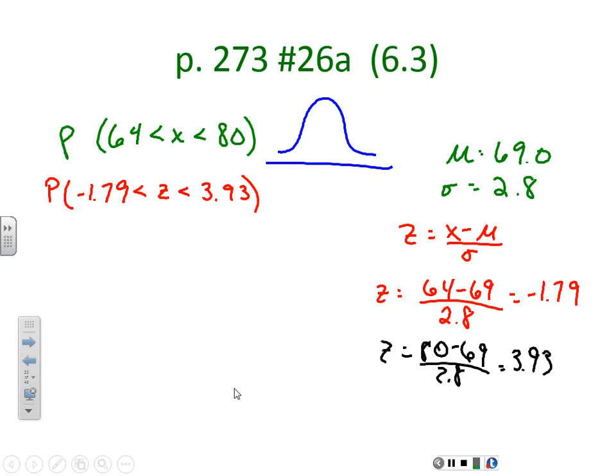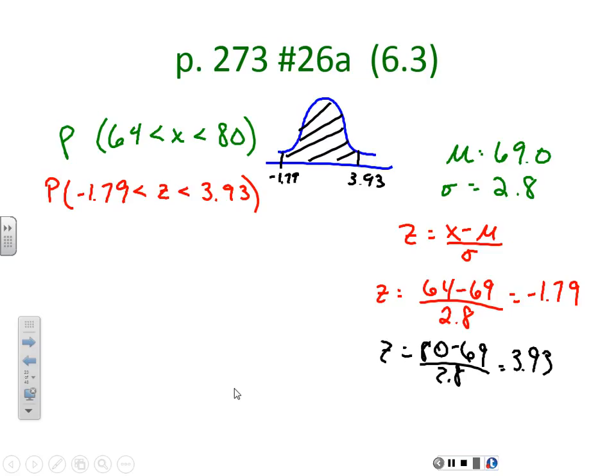So if we look at doing this one with what we've got, we're wanting the area between these two things. We've got the negative 1.79, and we've got the positive 3.93, and I'm wanting the area between these. So what will I end up doing with these two areas? Subtracting. You're going to take the area to the left of the 3.93 minus the area to the left of the negative 1.79.